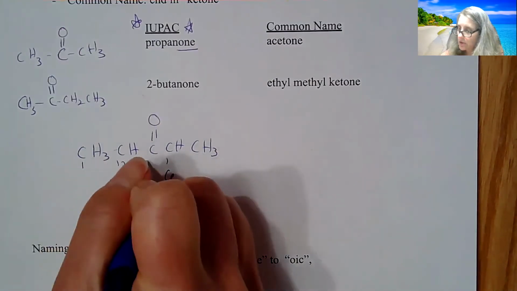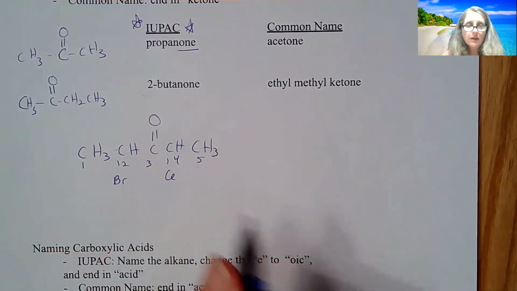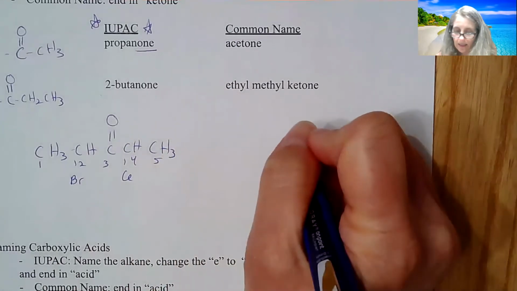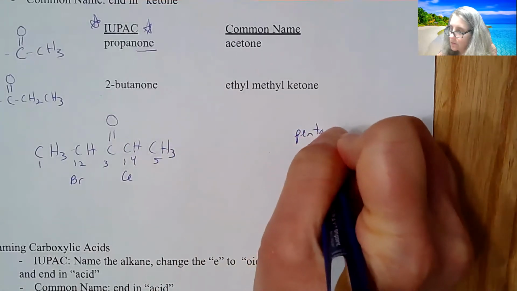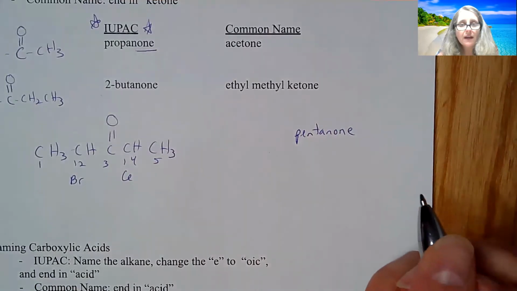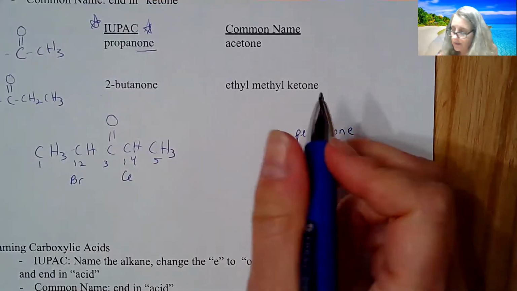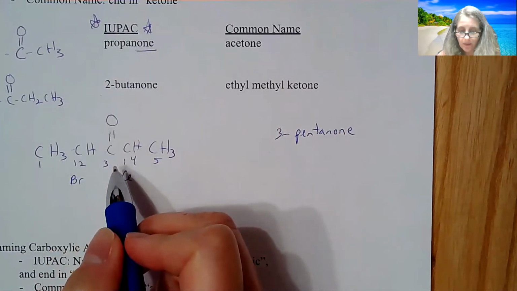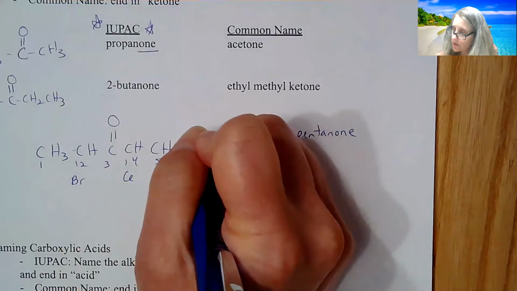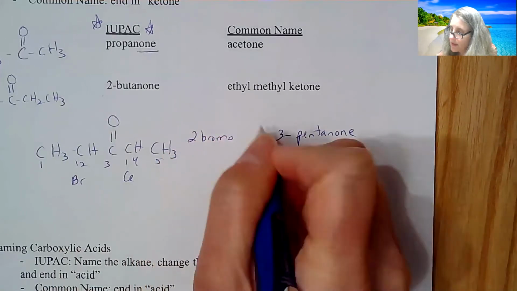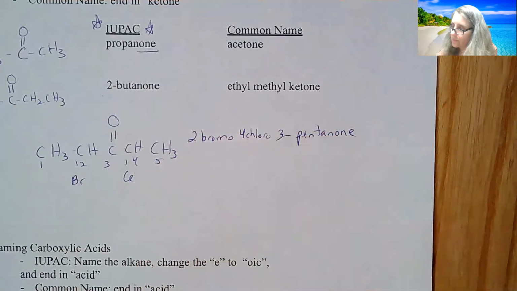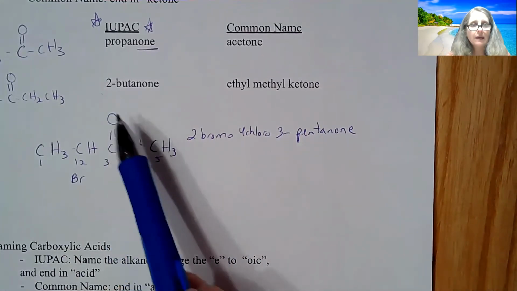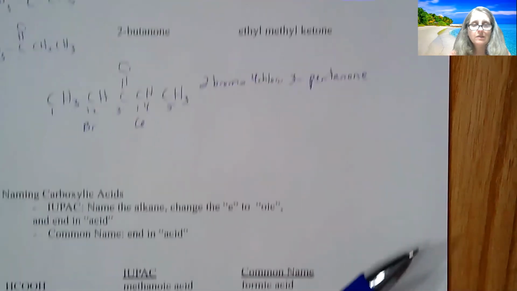So this is going to be 1, 2, 3, 4, 5 because of that bromo group. So it's going to be ending in pentanone, because again, it's 5 carbons. And then I have a 3 in front of it because that is where that functional group is going to be. And then bromo comes first. So I go 2-bromo, and then I do 4-chloro. Okay. So again, naming system exactly the same. All you got to do is then pay attention to what that functional group is going to be.